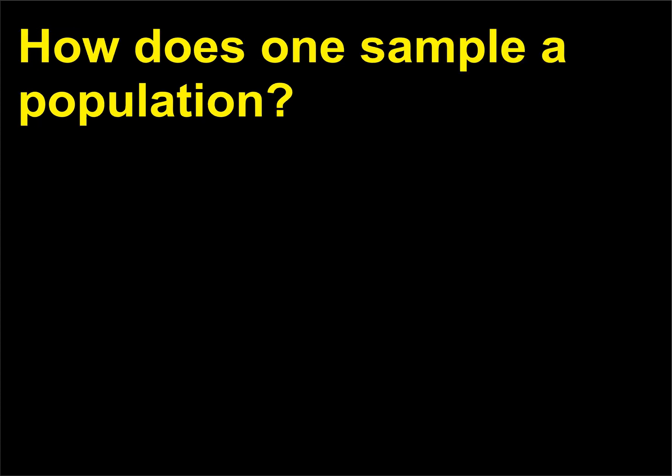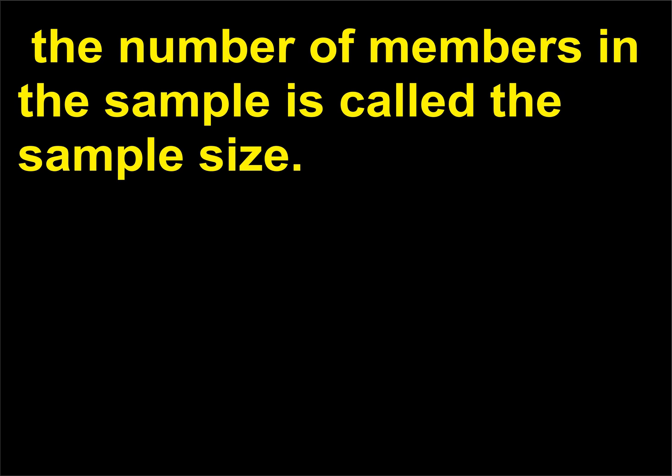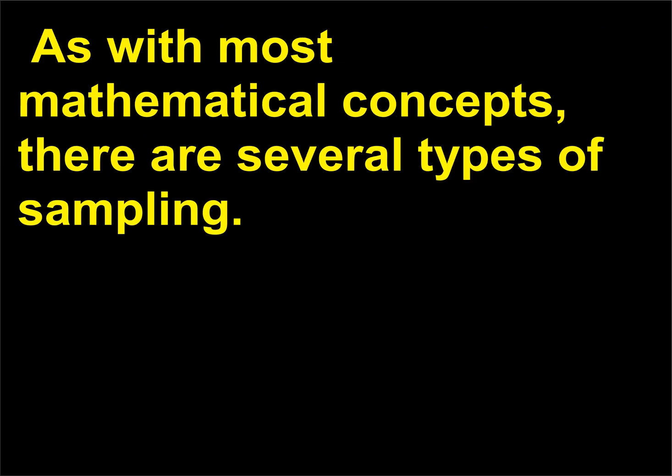How does one sample a population? Sampling is the term used when one obtains a sample of a population. The number of members in the sample is called the sample size. As with most mathematical concepts, there are several types of sampling.